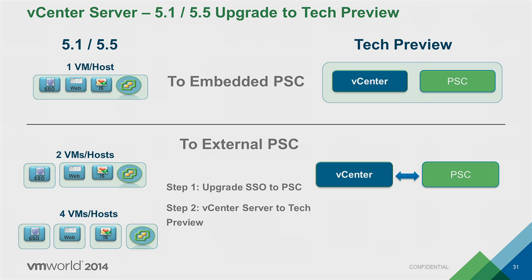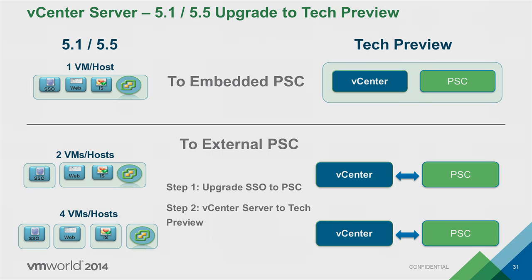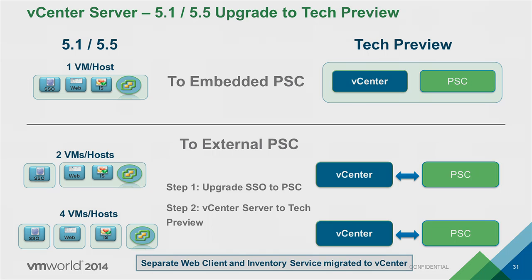If you have a 4 VM distributed services model in 5.1 and 5.5, we will upgrade SSO to PSC. The remaining 3 components, web client, inventory service, and vCenter core, will be converged into a new vCenter instance, and the web client and inventory service, which are in their own VMs, will no more be available for you. That way, we are basically trying to make sure that there's high performance optimization done, by having inventory service and vCenter sitting in the same VM, kind of joined at the hip. So that's upgrade for you from 5.1, 5.5 to the tech preview version.